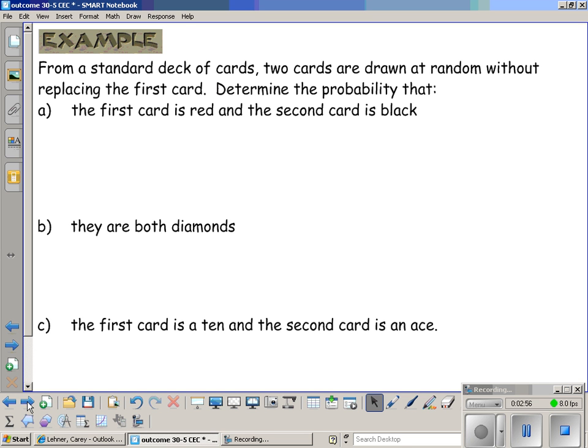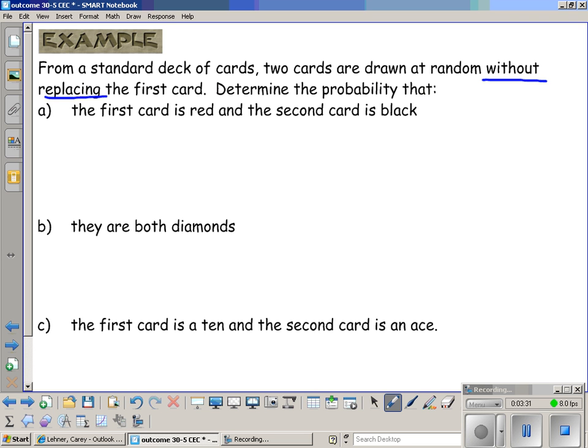So we want to consider the following example. From a standard deck of cards, 2 cards are drawn at random without replacing the first card. Now it is very important you read these questions carefully, because some might be with replacement and some will be without. And it's very different in how you solve the answer. So here we're not going to replace the first card. So we want to determine the probability that the first card is red and the second card is black.